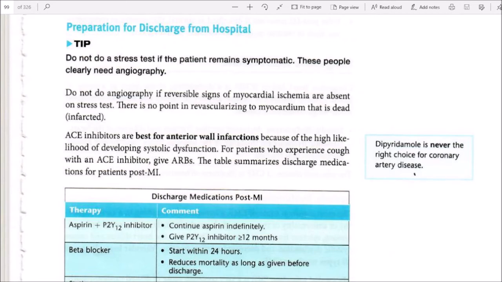ACE inhibitors are best for anterior wall infarction because of the high likelihood of developing systolic dysfunction. For patients who experience cough with an ACE inhibitor, give ARBs. The table summarizes discharge medications for patients post-MI. Acetaminophen is never the right choice for coronary artery disease.